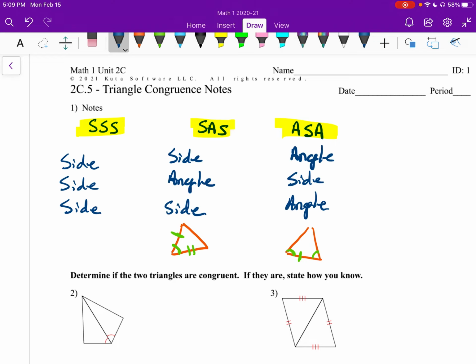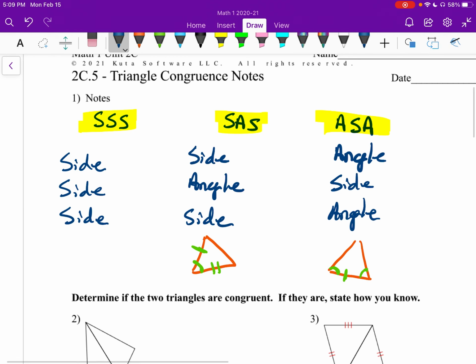So we have three different shortcuts that we can use for triangles. We have side, side, side, listed as SSS, side, angle, side, as SAS, and angle, side, angle, ASA. So what we're going to be looking for on these triangles is, for starters, SSS. Are all three sides of both triangles congruent? And if they are, we don't have to know anything about the angles. Just knowing that their sides are congruent, we know that they are congruent.